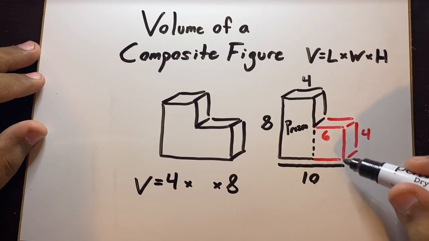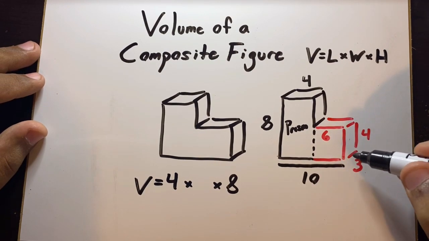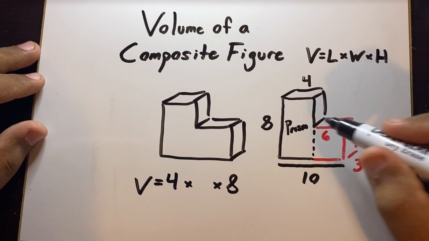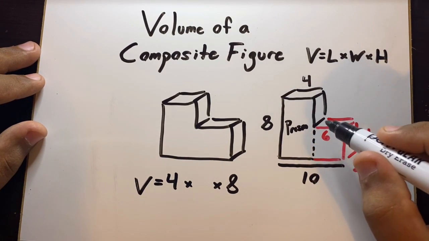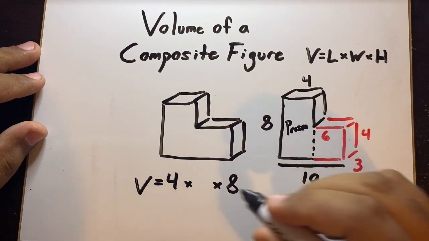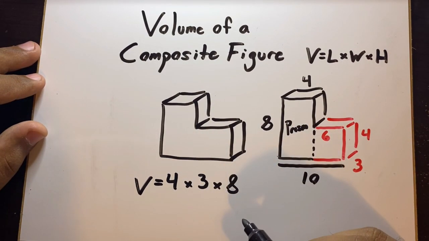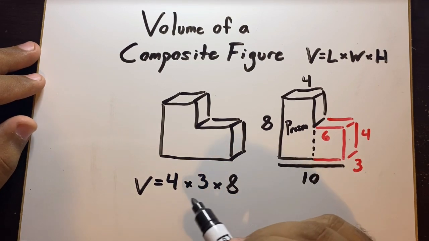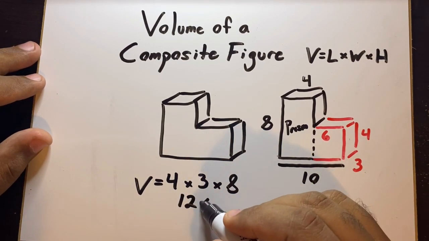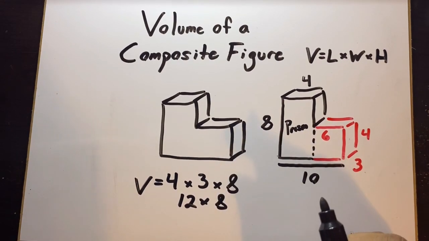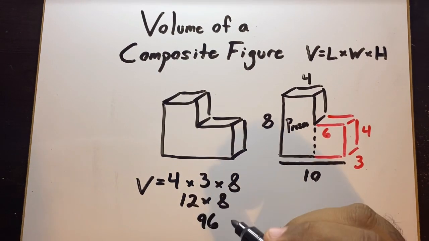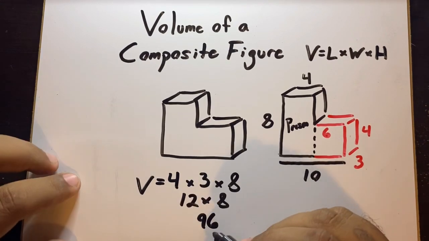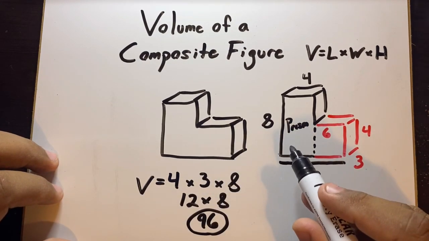The width, in this case 3, is the same on all sides. It'll be the same here, the same here, the same here, the same here, and the same here. All of these are 3. Okay? So this is what we have. So right now, if we do 4 times 3, that'll be 12. And if we do 12 times 8, that'll be 96. So 96 is the volume of our prism.